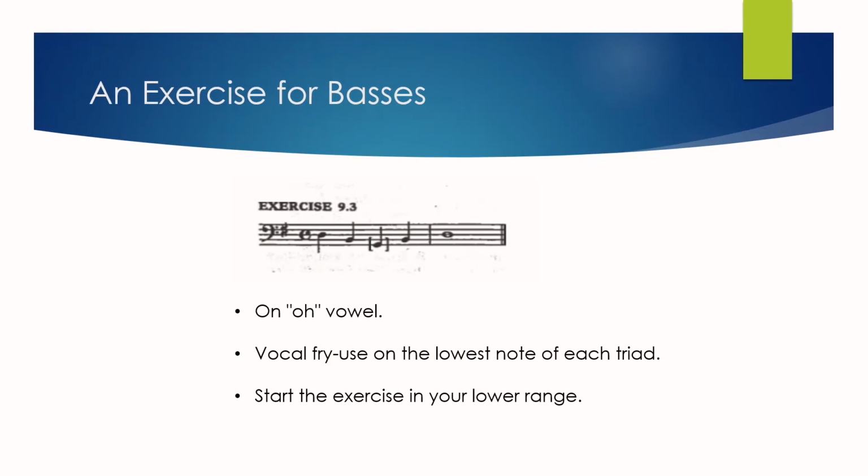This last exercise is particularly for basses. This is vocal fry. The first part is simply vocal fry. Then we will go down to a triad, then back up. On the lowest note of each triad, please use your vocal fry. Start the exercise in your lower range. We will sing on the O vowel.